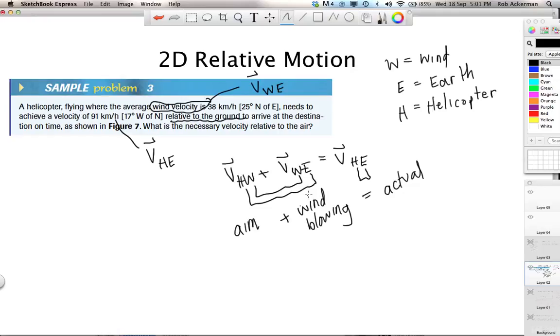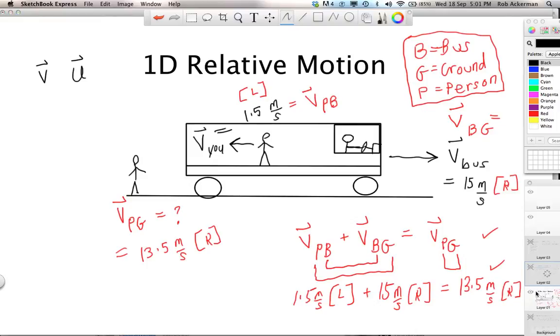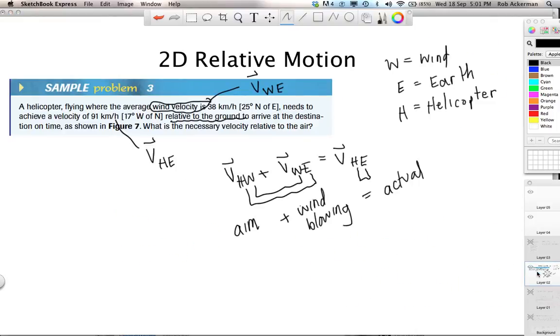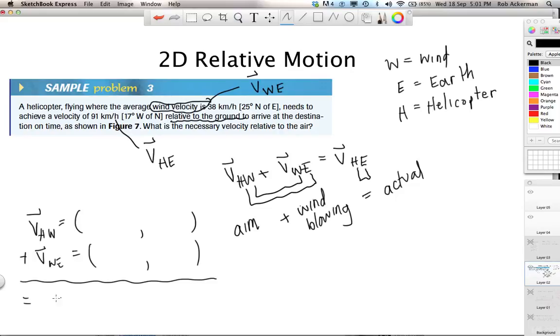All right? Now, this is in 2 dimensions. How do we deal with it? I know how to deal with it in 1 dimension. I did that here. How does it work in 2 dimensions? Well, if you think to yourself, how do we deal with vectors in 2 dimensions? Well, we do vector components. Then you've got the right idea. What you're going to do here is write VHW in component form, and then you're going to add that to VWE written in component form. And that's going to be equal to VHE written in component form.